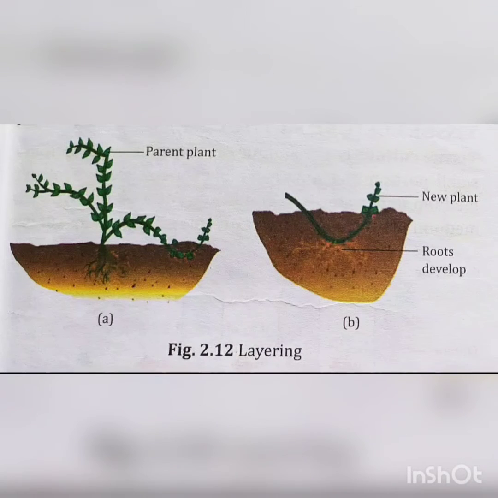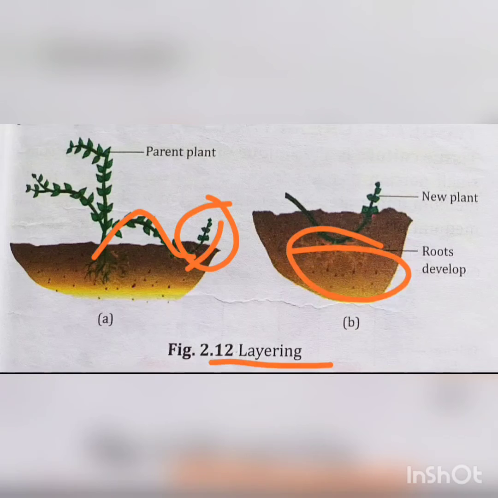The next method of artificial vegetative propagation is layering. In this method, a young healthy branch of the plant is bent and a part of it is covered under the soil in such a way that its terminal bud is exposed to air. After a few days, roots develop from the part under the soil. The branch is then cut off from the main plant and planted separately to grow into a new plant. Strawberry, lemon, and jasmine are propagated by this method.